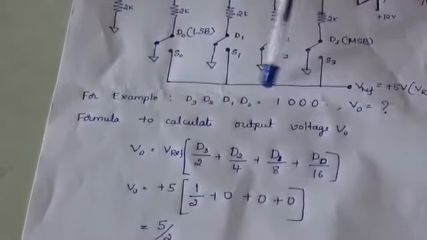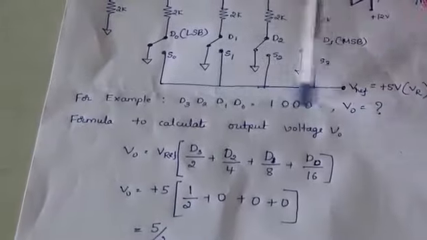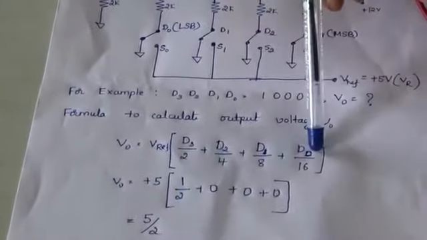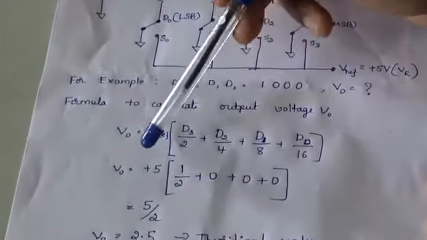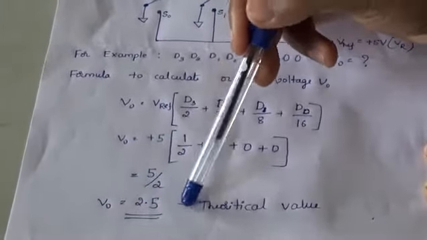Here I have given D3 as 1 and all the other bits are 0. So it is 1 by 2 plus 0 plus 0 plus 0, into 5 volt. So what is it? 5 divided by 2, which is nothing but 2.5 volts.